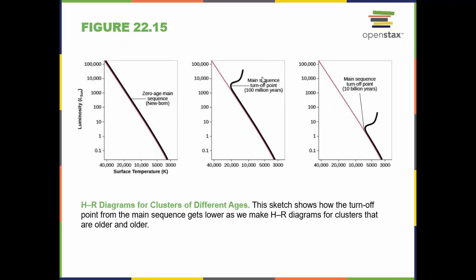So if we look at clusters of different ages, right, this sketch shows how the turnoff point and the main sequence gets lower as we make the HR diagram for clusters that are older and older. So here's a newborn cluster, and then about 1 million years and about 10 billion years.